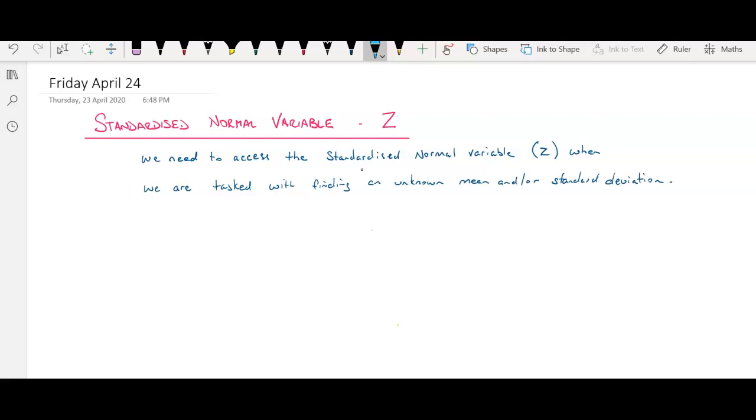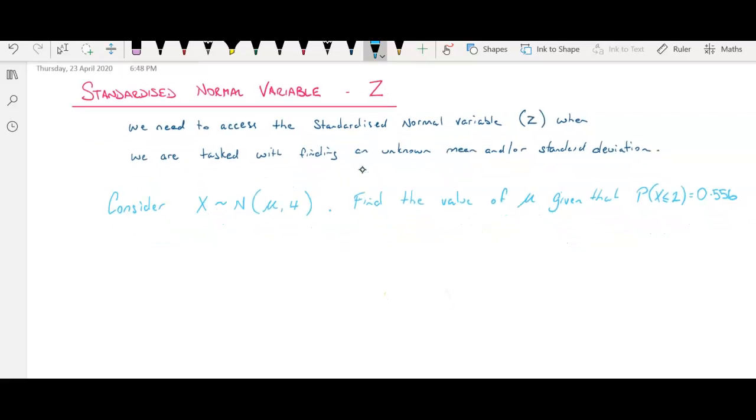Okay, so initially what we're going to do is consider the random variable x that's distributed normally, such that the mean is mu and the variance is 4, so therefore the standard deviation is 2. Okay, so that's all nice, and from that, find the value of mu, the mean of this distribution, given that the probability that x is less than or equal to 2 is equal to 0.556.